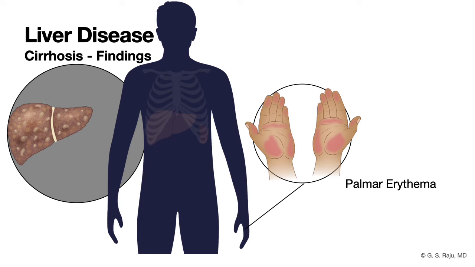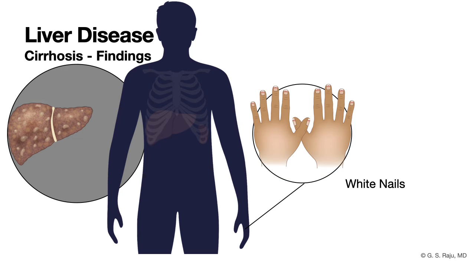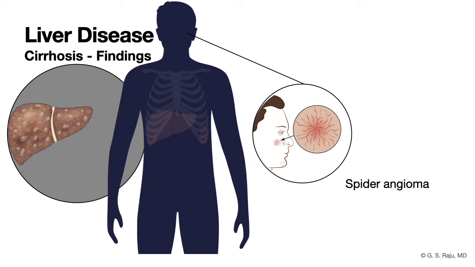And then you ask the patient to turn his hands and look at the dorsum and especially the nails. And if the patient has white nails, otherwise known as Terry's nails, you should be thinking of possibility of chronic liver disease and cirrhosis. From the hands, when you look at the face, look for spider angioma.